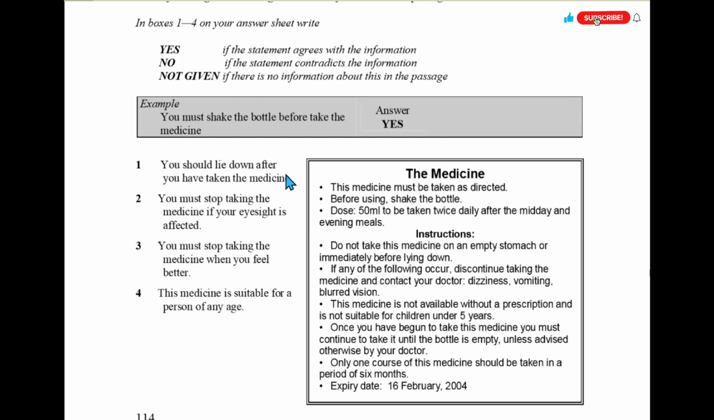And now the twist is that they try to give you opposite things so that you are spending your time to think. Like you can see that there is after and there is before. So you should lie down after taking the medicine. So you have taken the medicine and then you are lying down. And then they are saying immediately before lying down. Like you are taking the medicine and then you are lying down. So that's the same thing. They are trying to paraphrase the sentence. That's it. So this will be a no because it is not agreeing.